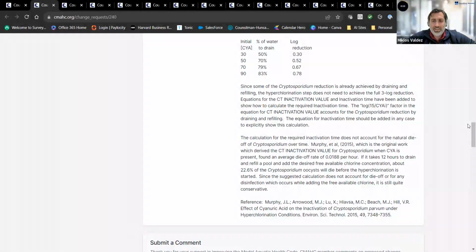I like the idea. I think this could be a good annex addition, but as far as the code language itself, I don't know that I would support it. I was thinking that the whole time. It's making my head spin looking at it. There's no way that an operator, when they've got to figure out how long they've got to close down the pool and superchlorinate, is going to sit down and try to figure this out or do it correctly. So I think it needs some work. It's a good idea, but it needs some work, and I don't think it's feasible as written.